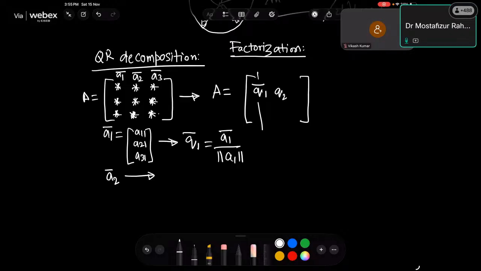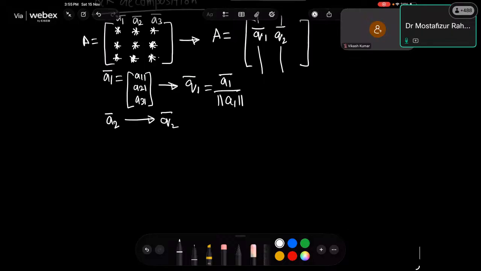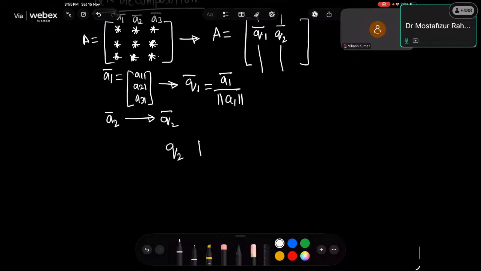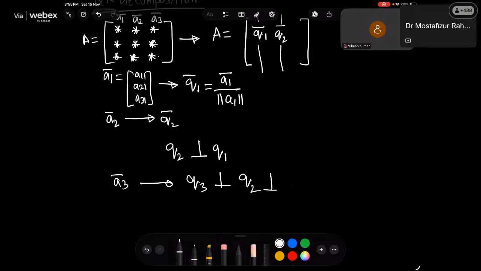Second column, I do a mathematical operation such that I create a Q2 vector such that Q2 is perpendicular to Q1. Similarly, I prepare A3 to Q3 such that Q3 is perpendicular to Q2 and perpendicular to Q1.